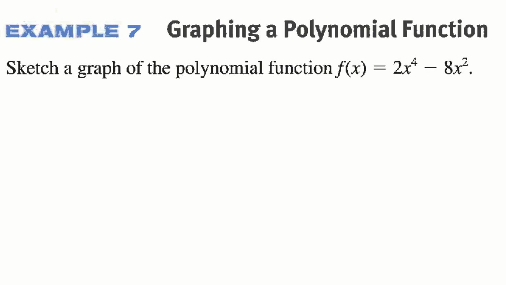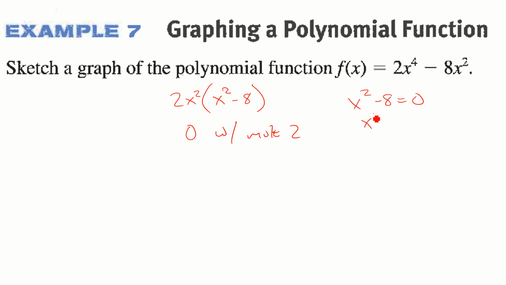Try one more. On this one, we have not factored completely. So to do this, we've got to factor first. I see a 2x squared in common. I can pull that out, and I'm left with x squared minus 8. And x squared minus 8 is not factorable. So let's find our zeros. From the first one, we have 0 with the multiplicity of 2. And from the inside one, x squared minus 8 equals 0. x squared would equal 8. So x would equal plus or minus the square root of 8, which is plus or minus 2 rad 2.